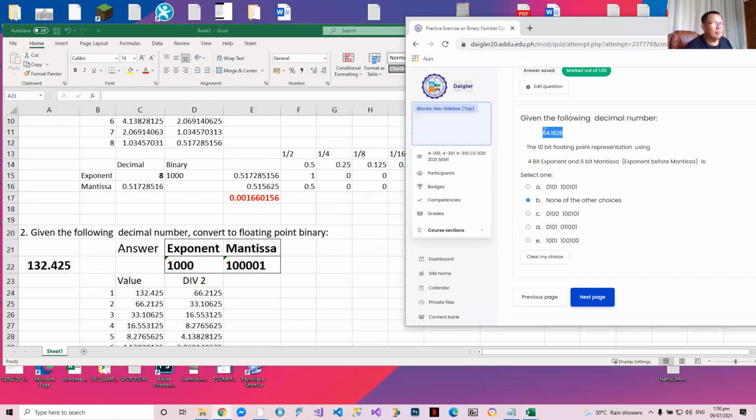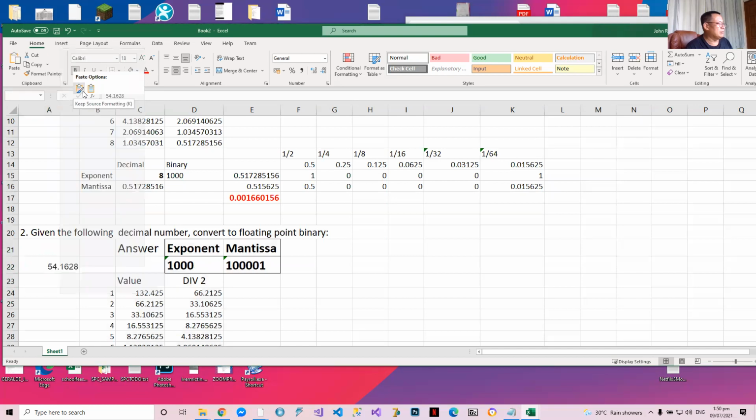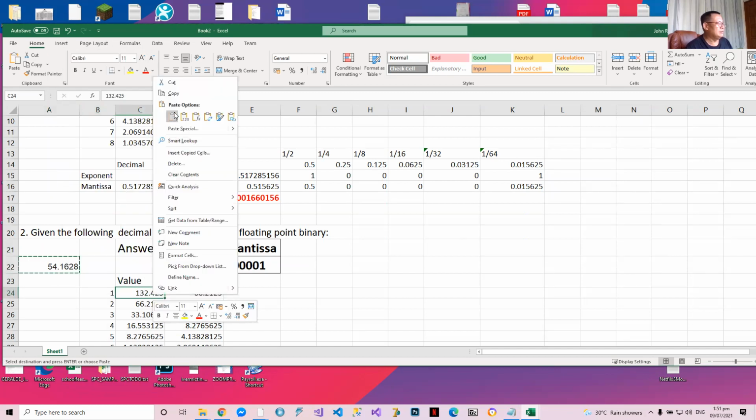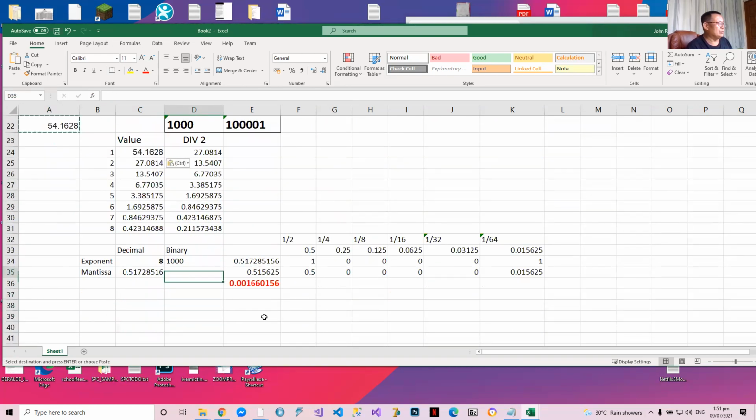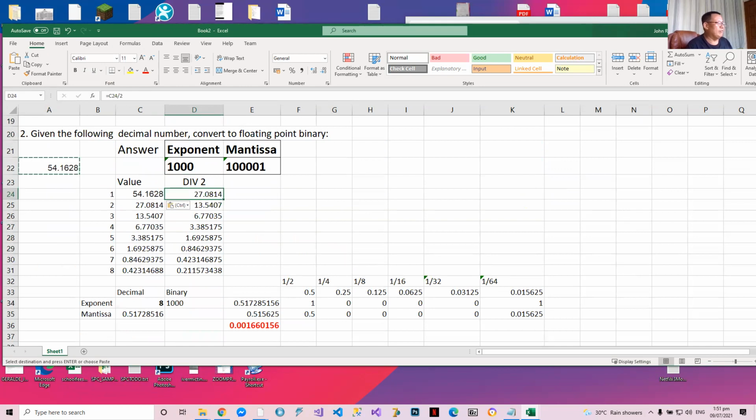You just shade the number, because if you shade including the space, when you paste it here, it becomes text. This is a number now, 54.1628. We can copy this and paste it here. Take note, everything recomputes. So we have here 27 divided by 2. This is 13 divided by 2. This is 6. 6 divided by 2. This is 3. 3 divided by 2. And then we will remove the unnecessary rows.